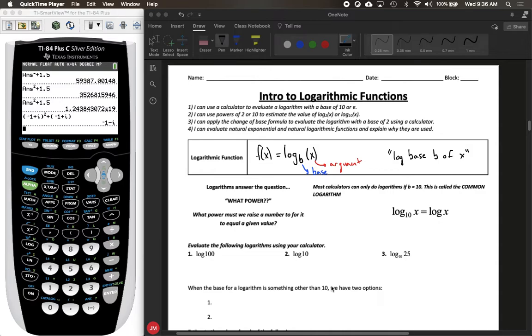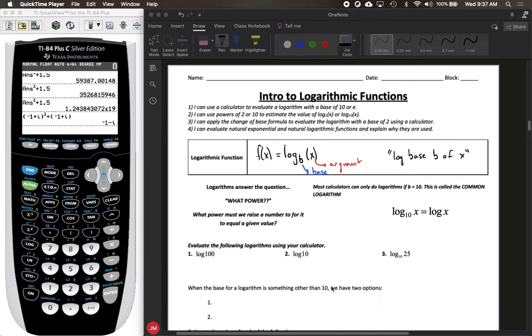Now, a couple of other quick facts about logarithms. Logarithms are the answer to the question, what power? What power do we need to raise a number to for it to be equal to a given value? It's our way of kind of undoing exponential functions. We already knew that, so it should make sense that they answer the question, what exponent or what power would we need? Now, most calculators are only going to be able to do logarithms if the base is either 10 or the special base that we talked a little bit about in last unit, which is the base e.